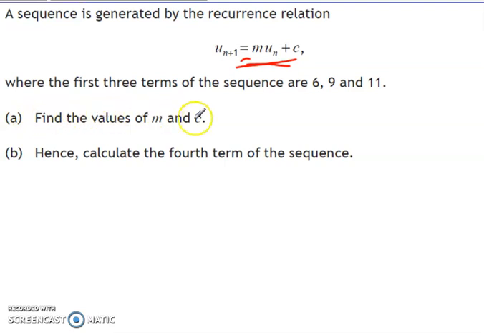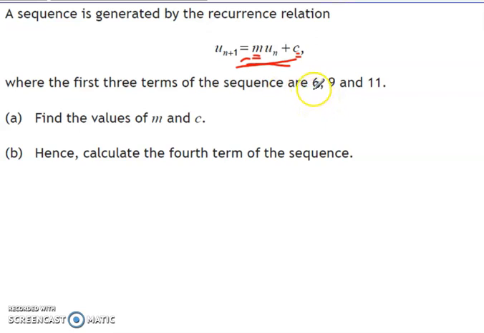So A wants me to find the values of m and c, and B then wants me to take these and hence calculate the value of the next term. Point to note is that in this one we're looking to find two values, m and c. I have two unknown things. If you think of simultaneous equations, if we have two unknowns, we need two equations to solve. So we have to figure out how to generate them. Well, we are given sequential terms, so we can use these to generate these two equations.